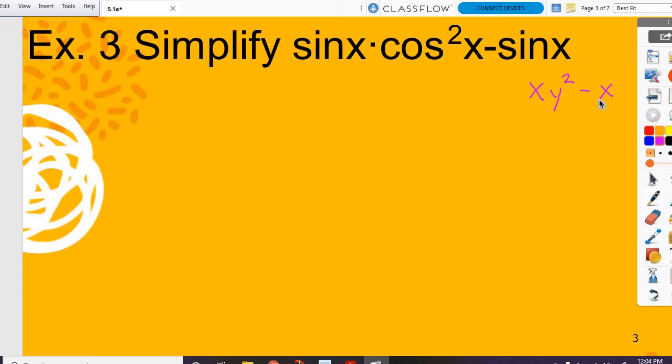Yes. Which is called what? Someone help her out. What's it called when we take something out and put the other stuff in parentheses? The opposite of distributing. We are factoring out the x in that case, yes? So if we factored out the x, we would be left with y squared minus 1. Yes? It's been a little bit, so we'll get there.